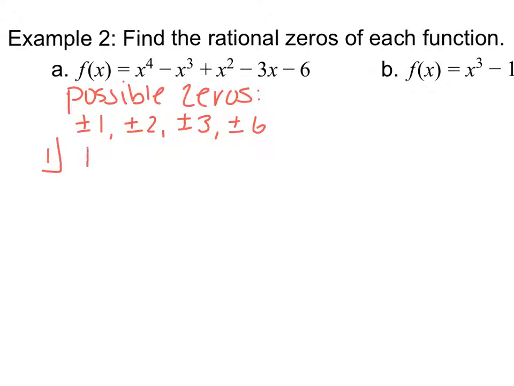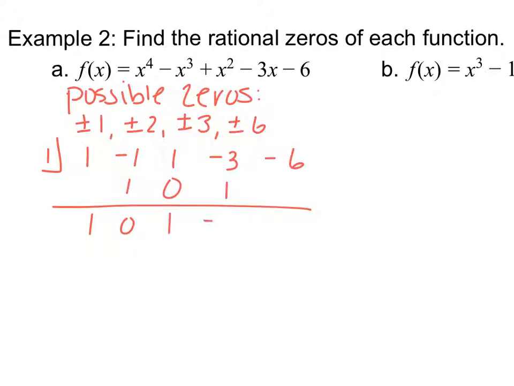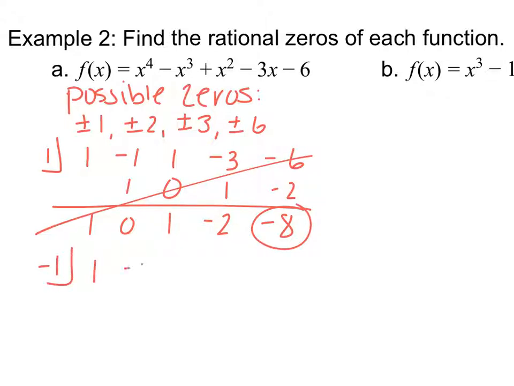So I'm going to start with the number 1 and do synthetic division using the number 1. I'll bring down the 1. I'm sorry, I messed this up. It should be a 0. Okay, because of this remainder, I know that 1 is not a possible zero of this function, or is not a zero of the function.